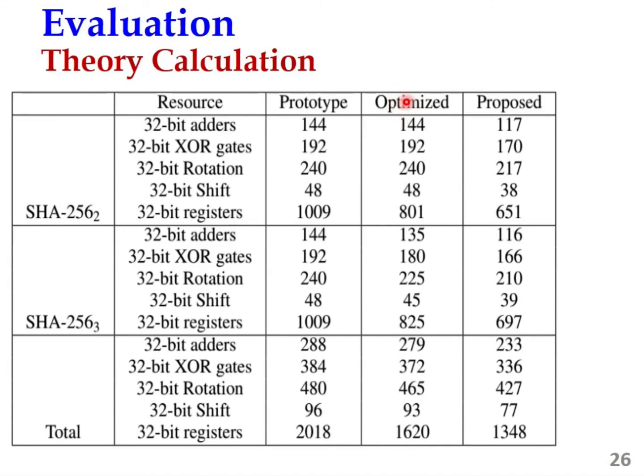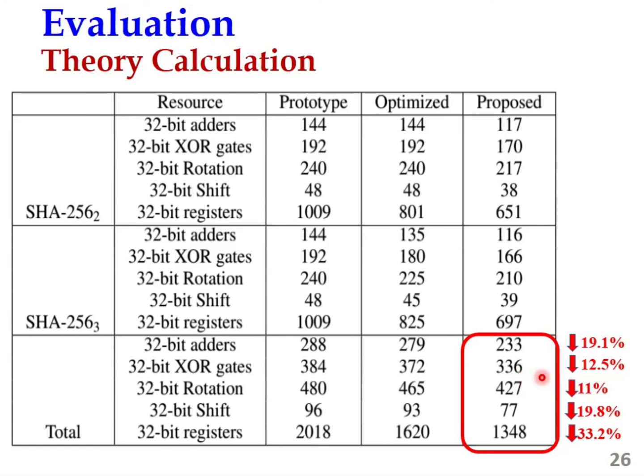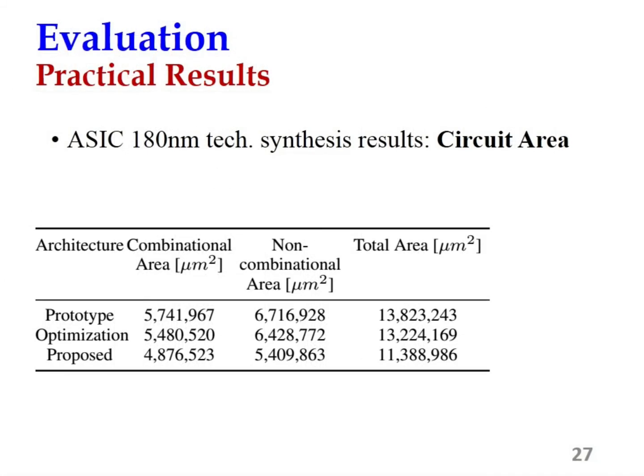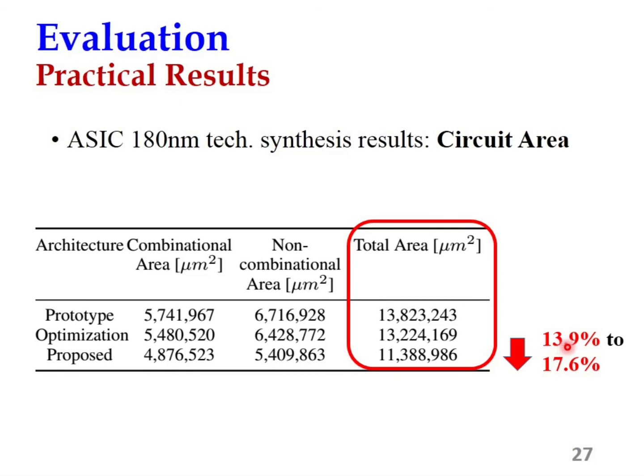Finally, this is our proposed architecture. The evaluation showed that our proposal can significantly reduce hardware resources. Then we conducted synthesis in ASIC 180 nanometer technology. The report shows that the area of the proposed architecture is significantly reduced. The area of the proposed architecture decreased 13.9% compared to the optimized architecture and 17.6% compared to the prototype architecture.